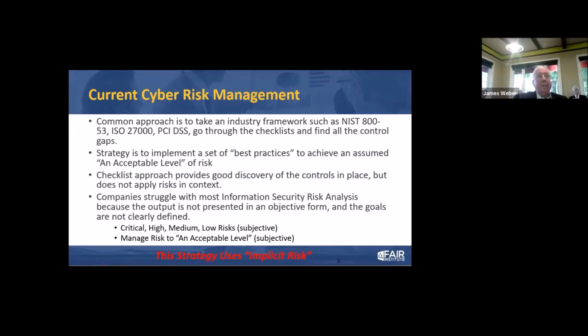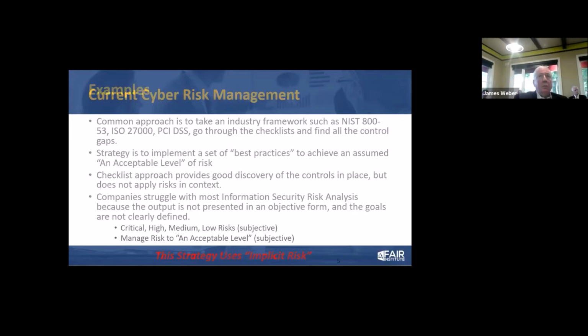But there's no context around what you're trying to do. There's just apply best practices to everything. That might mean you waste resources because you're protecting things that really don't need to be protected, and you're not focusing on the things that you should. So this is called implicit risk strategy, whereas FAIR is explicit risk. So advance then, please, Jim.